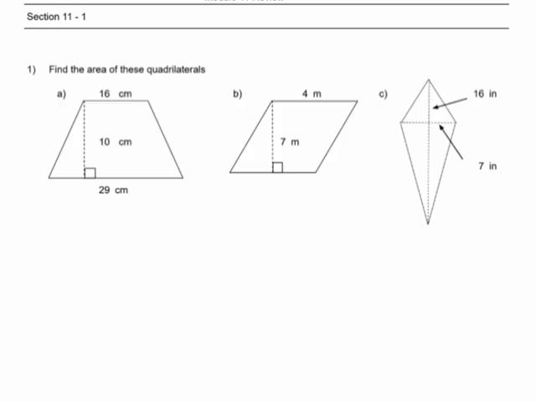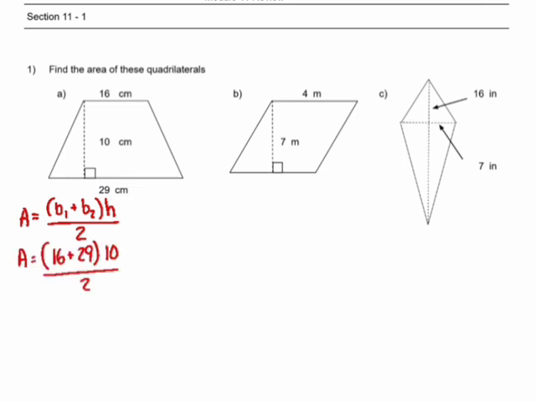Problem 1, we need to find some areas of some standard quadrilaterals. The area of the trapezoid is base 1 plus base 2 times the height divided by 2. Doesn't matter which one we pick as base 1 or base 2, so 16 plus 29, that is going to be multiplied by 10, which is the height, divided by 2. Handy dandy calculator tells me it's 225 centimeters squared.